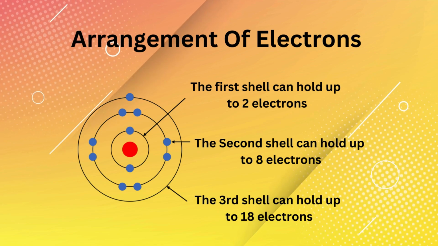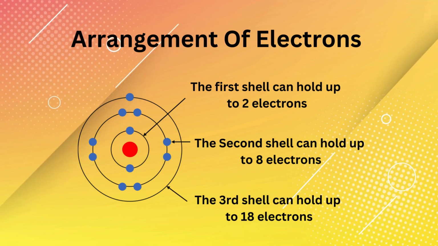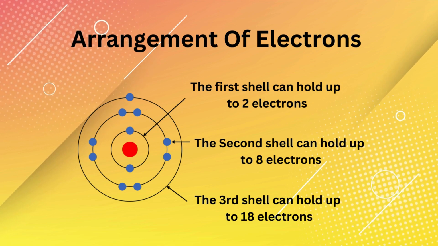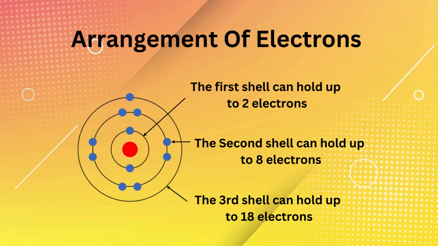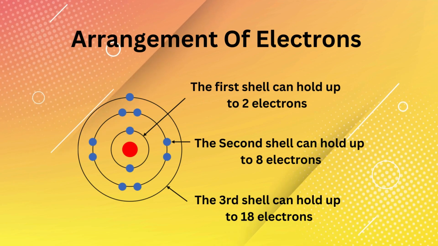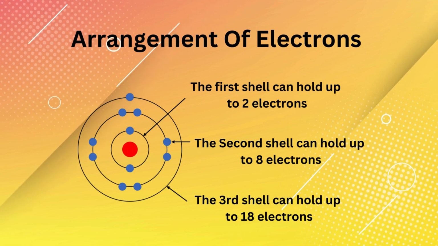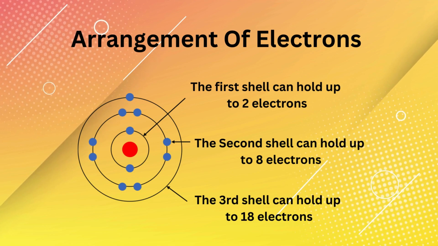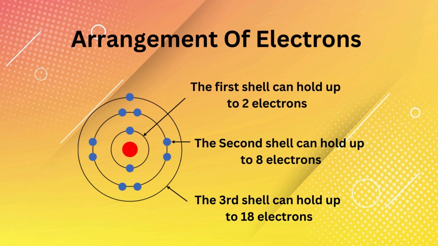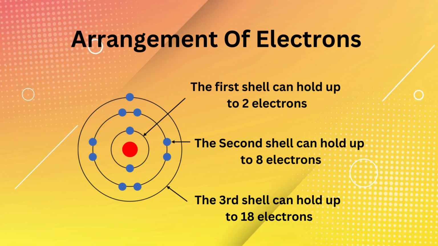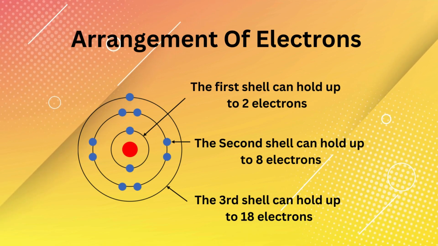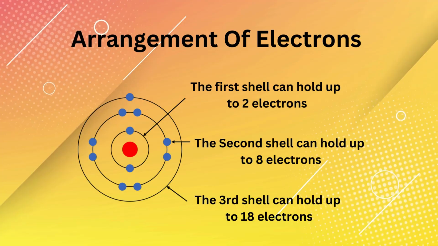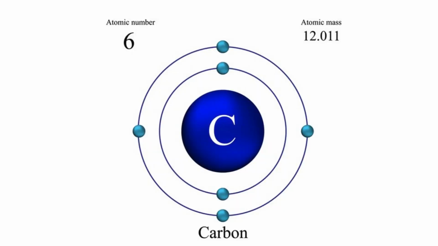Now, the arrangement of electrons. Bohr and Rutherford worked out a theoretical model for the atom in which the electrons are arranged in layers around the nucleus. Each layer, or shell, can hold a certain number of electrons. The first shell can hold up to 2 electrons, the second shell can hold up to 8 electrons, and the third shell can hold up to 18 electrons. Let's have a look at some examples. For example, carbon.